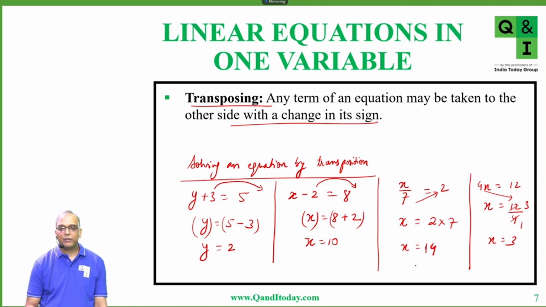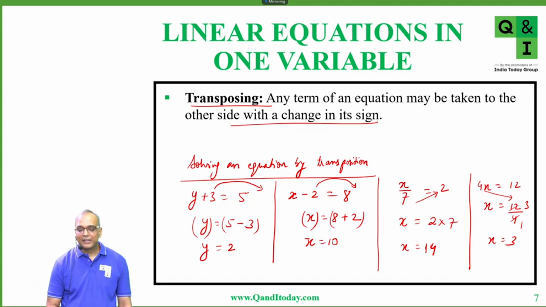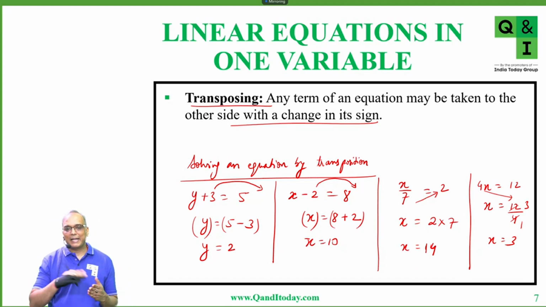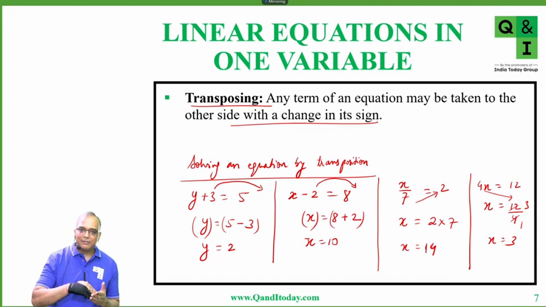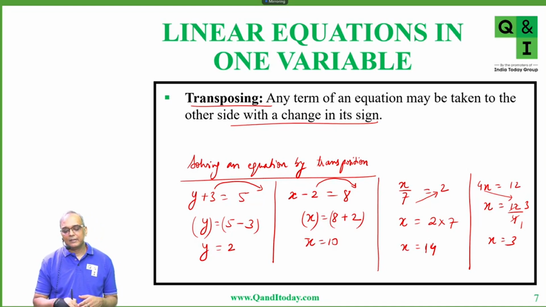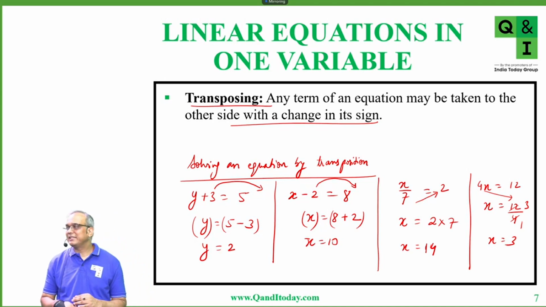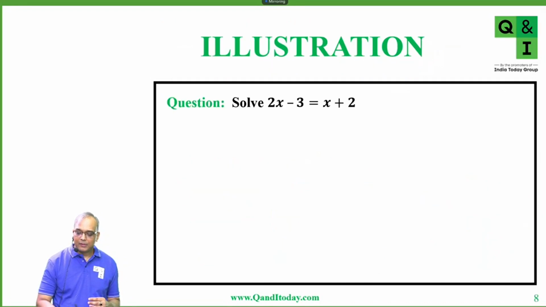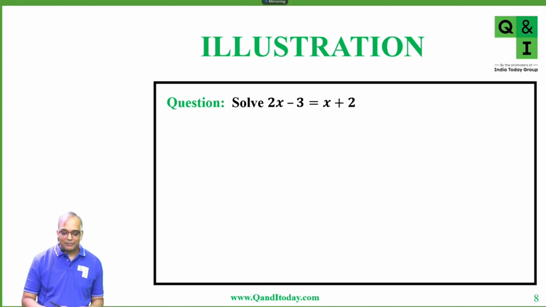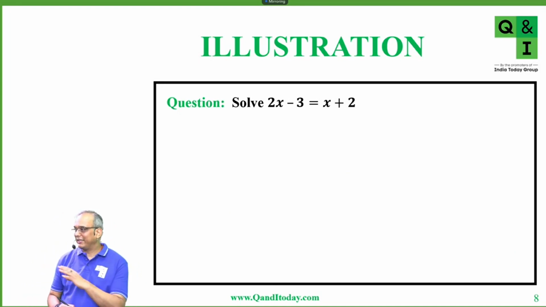Is this clear to everyone? All these things? Plus becomes minus, minus becomes plus, division becomes multiplication, multiplication becomes division. Clear, students? All the basic rules? Yes, sir. Now, quickly help me get the answer to this. 2x minus 3 is equal to x plus 2. You can attempt it on your own as well.